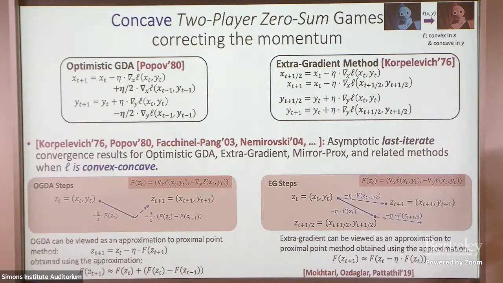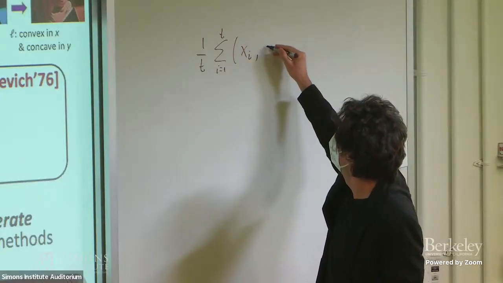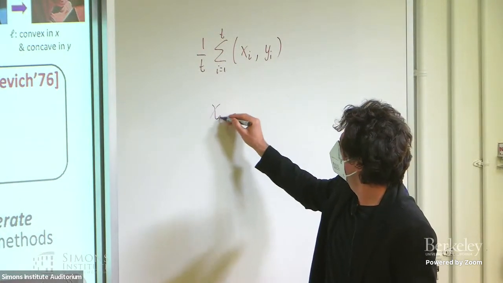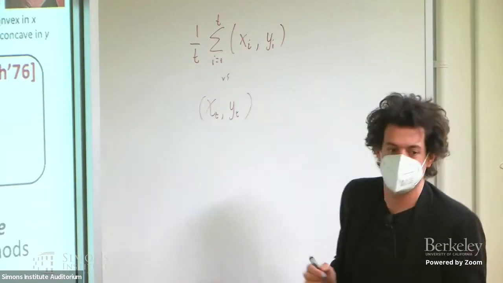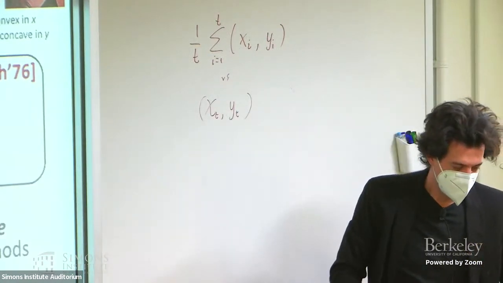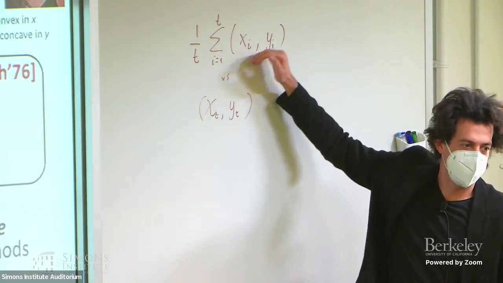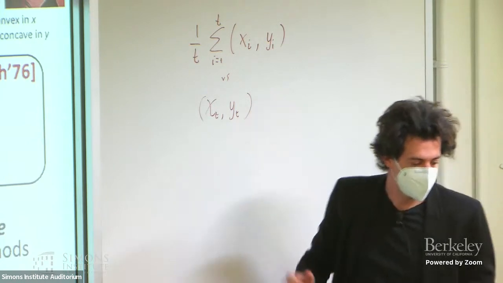Average iterate means in the same sense that I mentioned earlier, like the average of the trajectory, this object versus this object. This is the difference I'm talking about. So spiraling around the equilibrium satisfies that this converges to the equilibrium, but not that this converges to the equilibrium.